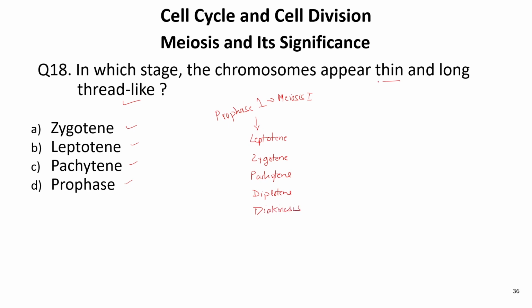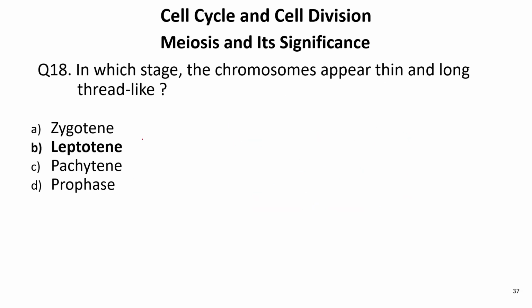Alright, so chromosomes appear as thin and long thread-like structures. During leptotene what happens? Chromatin starts condensing and forms thin, long thread-like structures. In zygotene, the chromosomes pair up and form synapsis. During pachytene, crossing over takes place. In diplotene, chiasmata are seen, and during diakinesis, terminalization of chiasmata is observed. So what should be the answer? During leptotene, the chromosomes are visible as thin and long thread-like structures due to chromatin condensation.